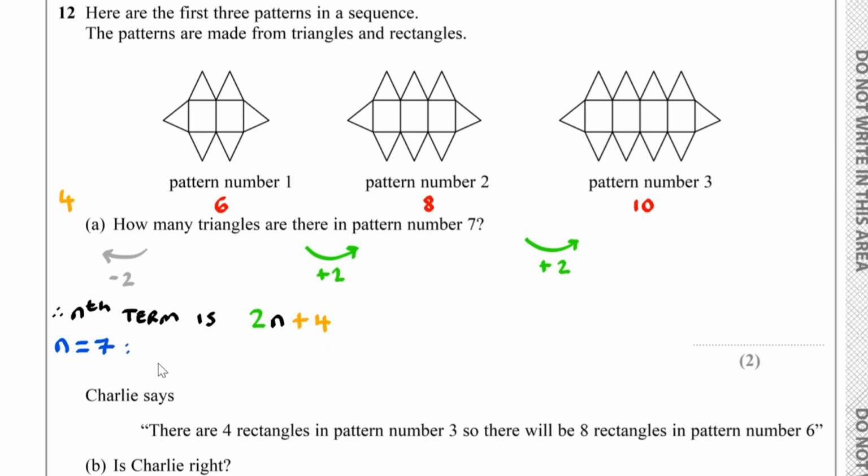we have 2 multiplied by 7 plus the 4. 14 plus 4 is 18. There are 18 triangles in pattern 7.